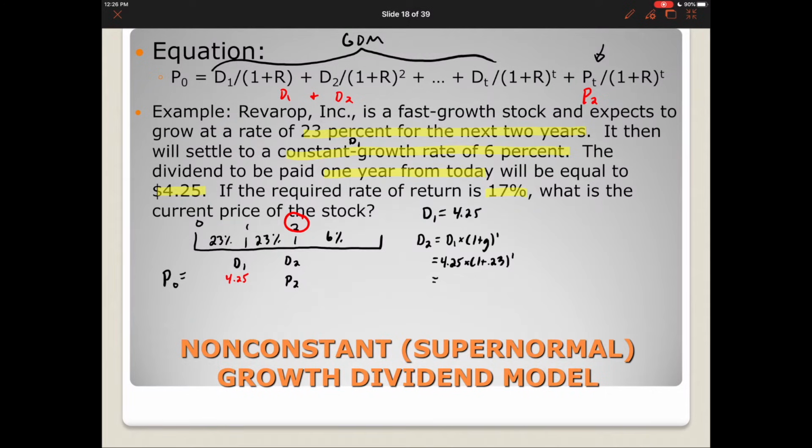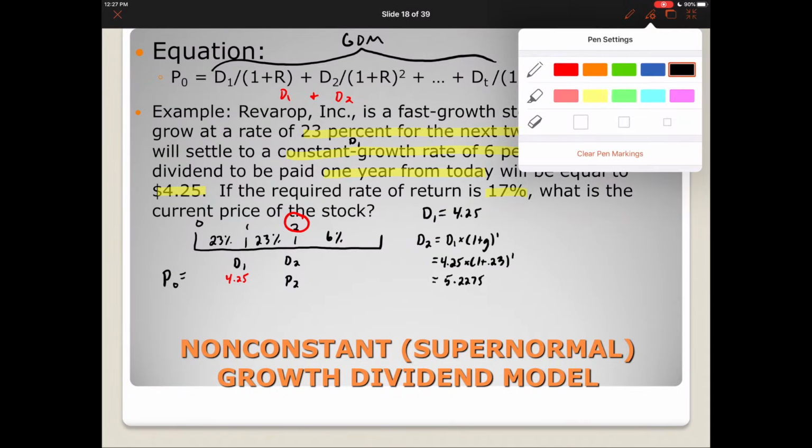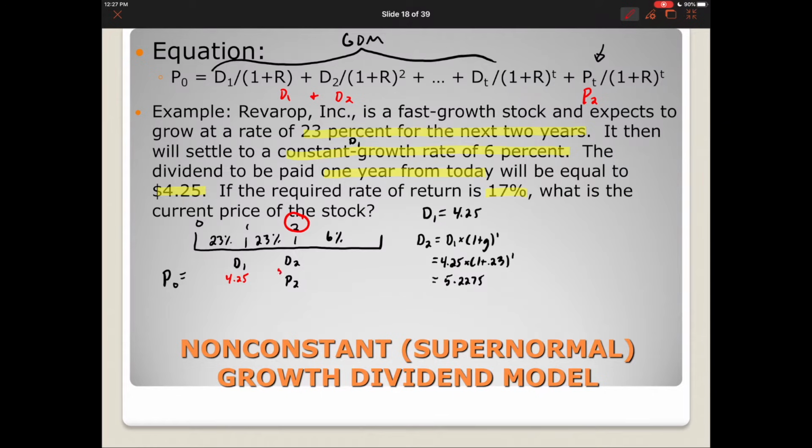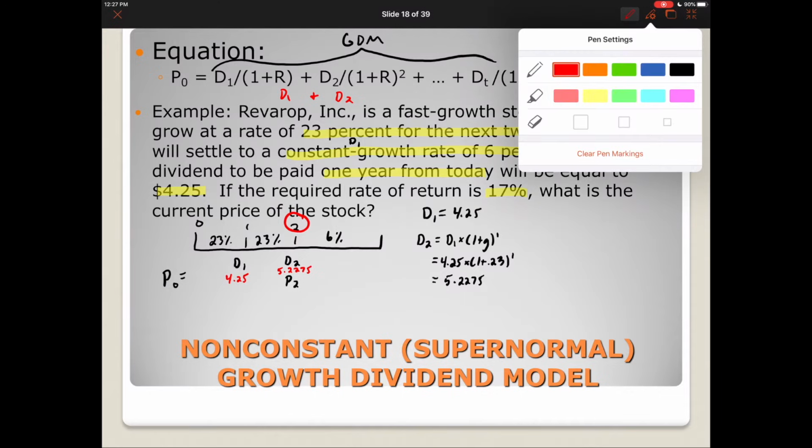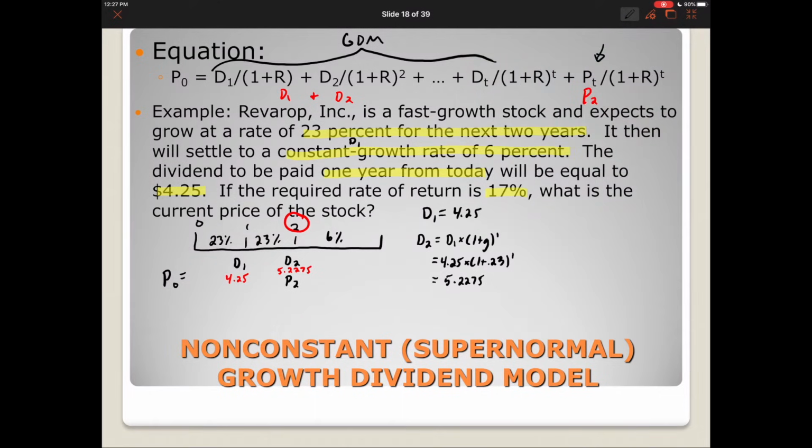So the dividend for year 2 here would end up being 5.2275. This is my dividend for year 2. And this is the first half of our equation, identifying all the dividends during the non-constant growth.